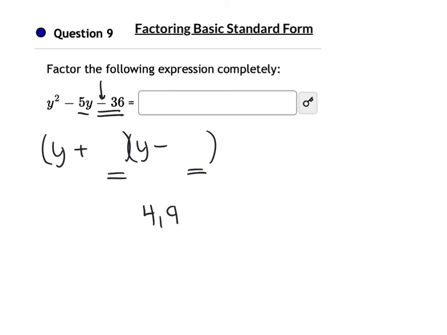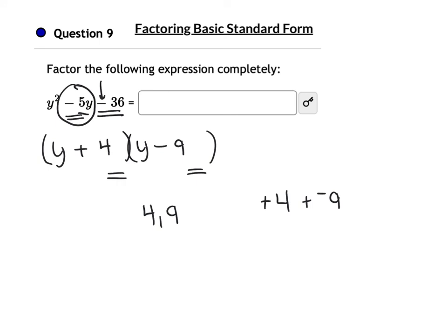As I've said, you always add two things to make this middle term. It's going to be a 4 and a 9. They have to add to negative 5. One's positive, one's negative. Negative 9 and positive 4 add to negative 5, so negative 9 and positive 4.